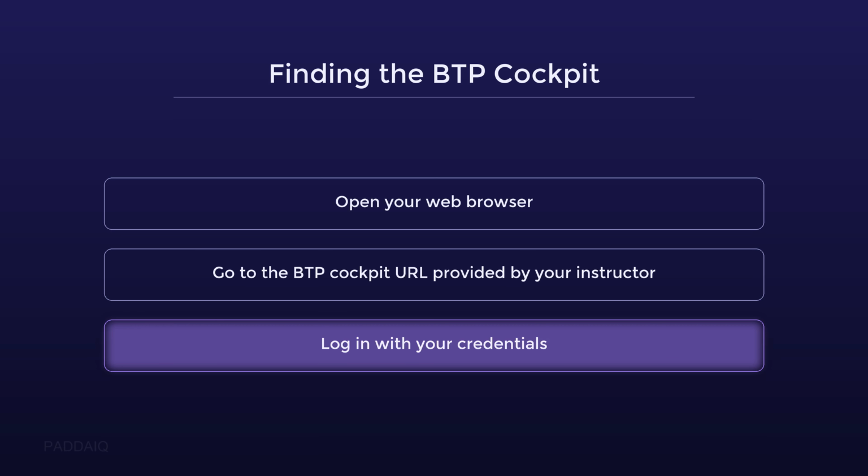Log in with your credentials. This means using your unique company username and password to securely access the platform. For example, an employee enters their assigned ID and password, just like unlocking their work computer. This simple step verifies your identity and grants you entry to the BTP cockpit.